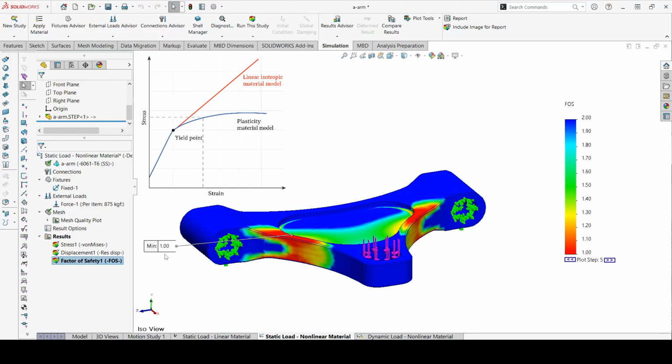So, why is this important? Depending on your application and requirements, plasticity is crucial for accuracy, as the linear isotropic material model overestimates the risk of failure, which could lead you to over-designing or wrongly assuming a part is unsafe.